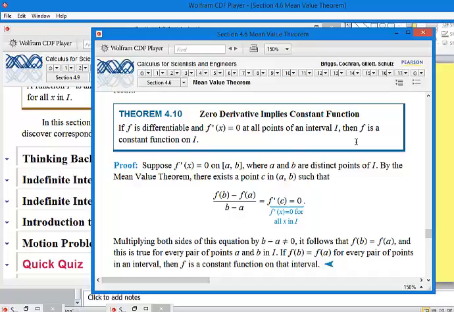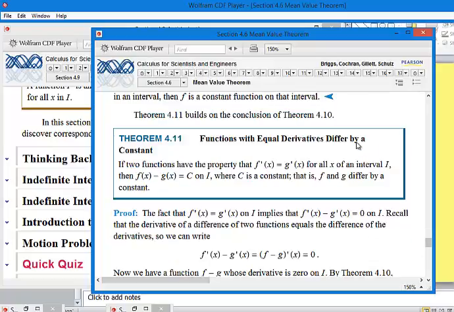Okay? Well, what we get then for free is this following consequence. Functions that have equal derivatives must differ by a constant. And this is really kind of cool what they do.